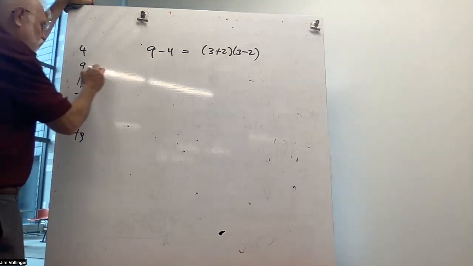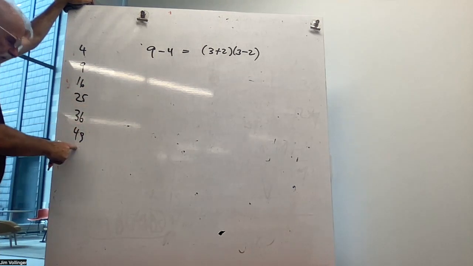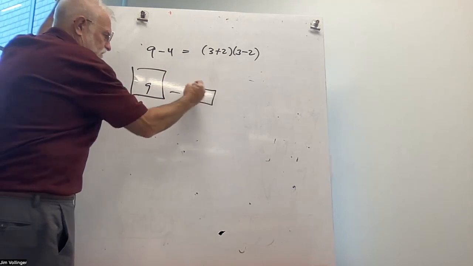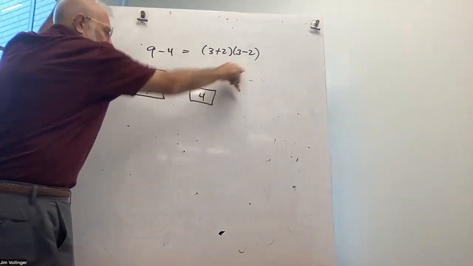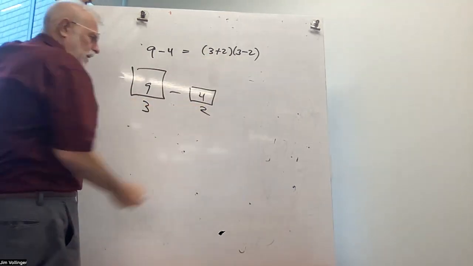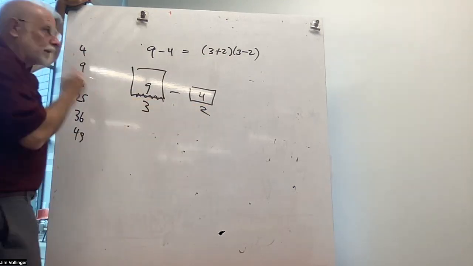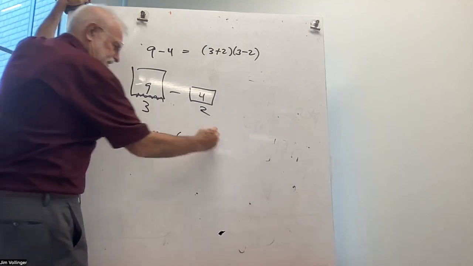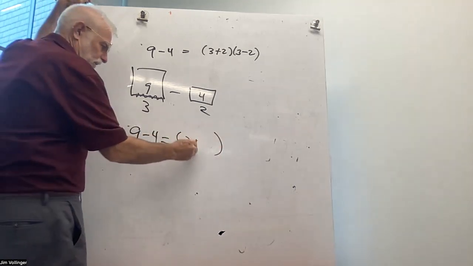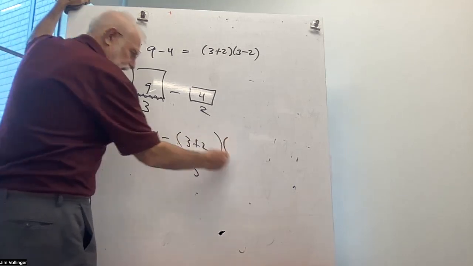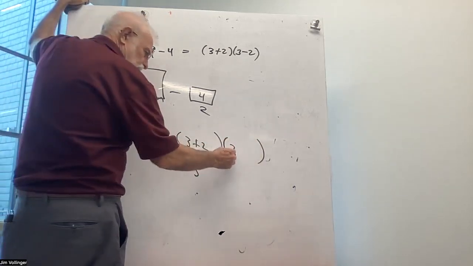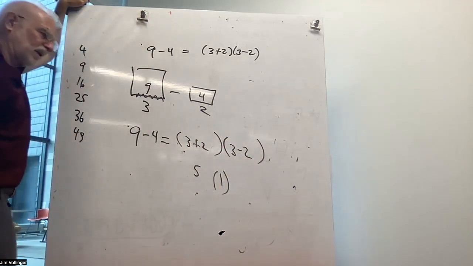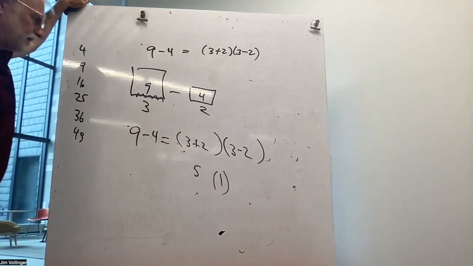You want to be familiar with numbers like 4, 9, 16, 25, 36, 49, perfect squares. So it's easiest to see by drawing some squares. What are 3 and 2 and 3 and 2 and whatnot? They're the square roots. So it turns out that 9 minus 4 can be written as the sum of the square roots, 3 plus 2, which is 5, times the difference of the square roots, 3 minus 2, which is 1. And 5 times 1 is another way of saying 9 minus 4. But now it's a product.